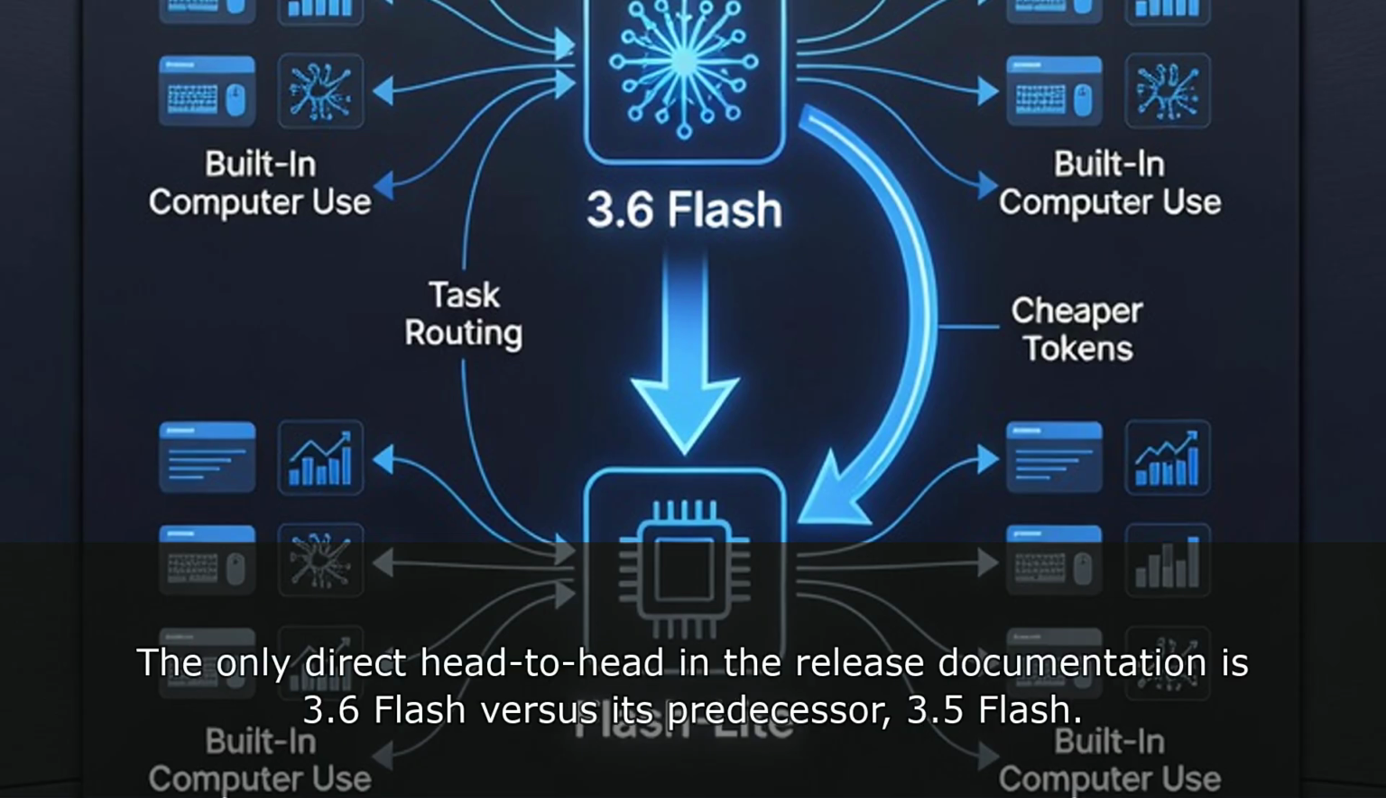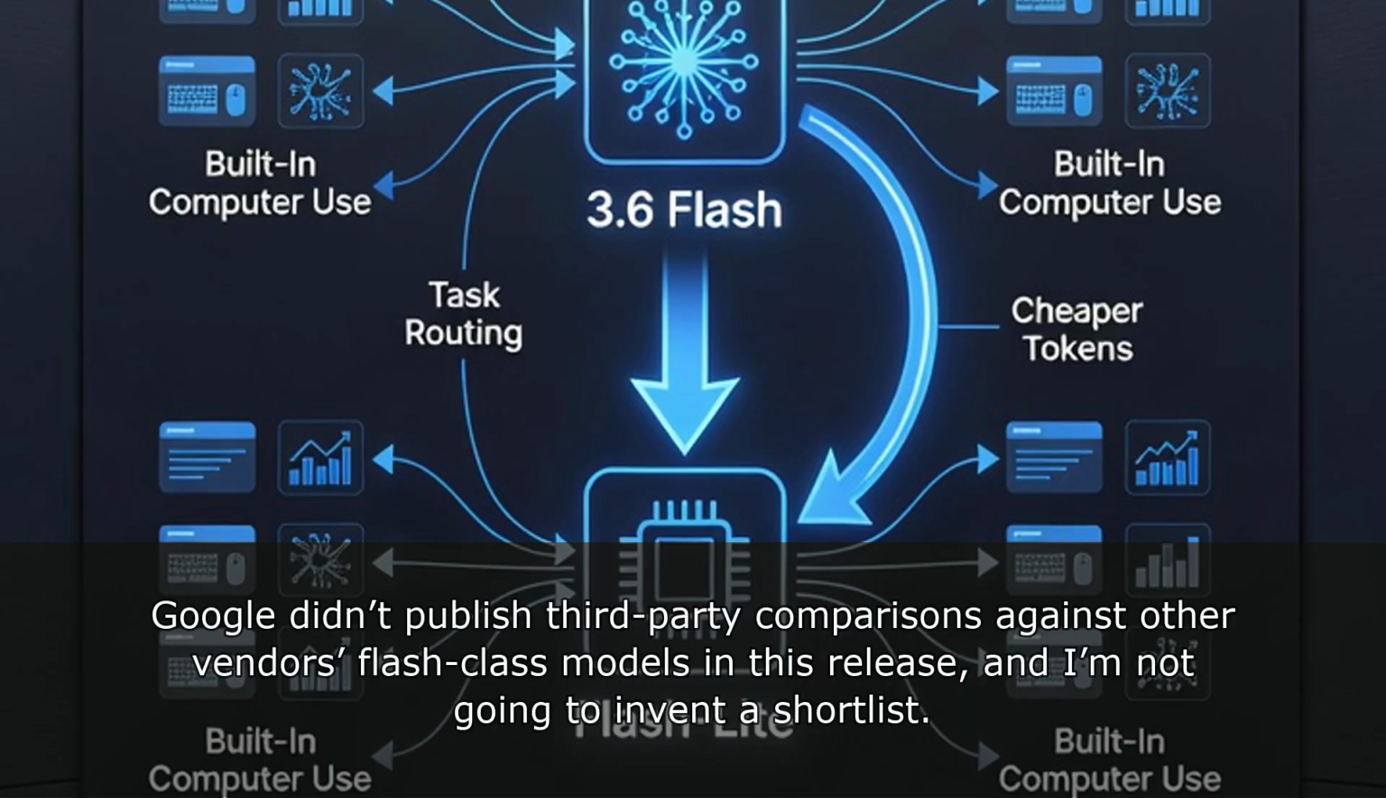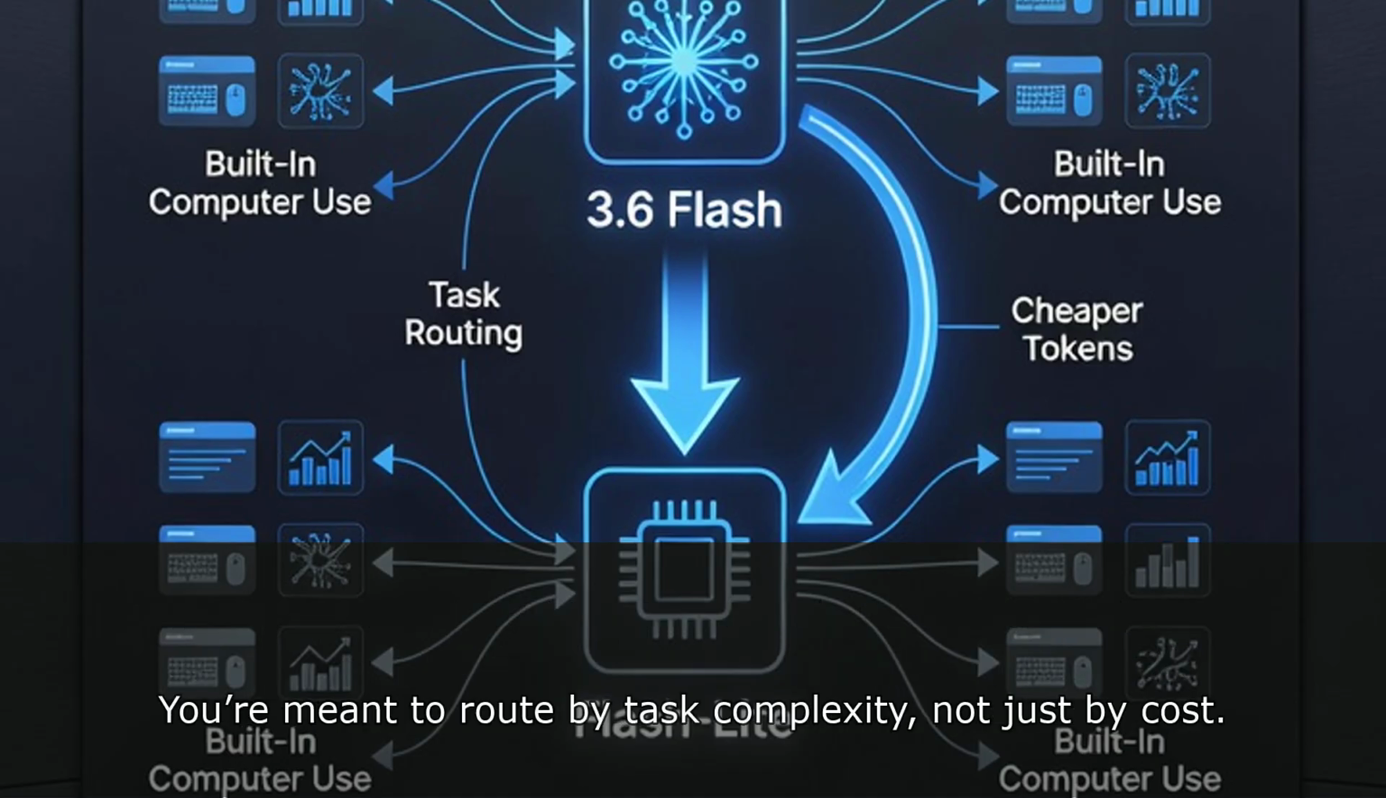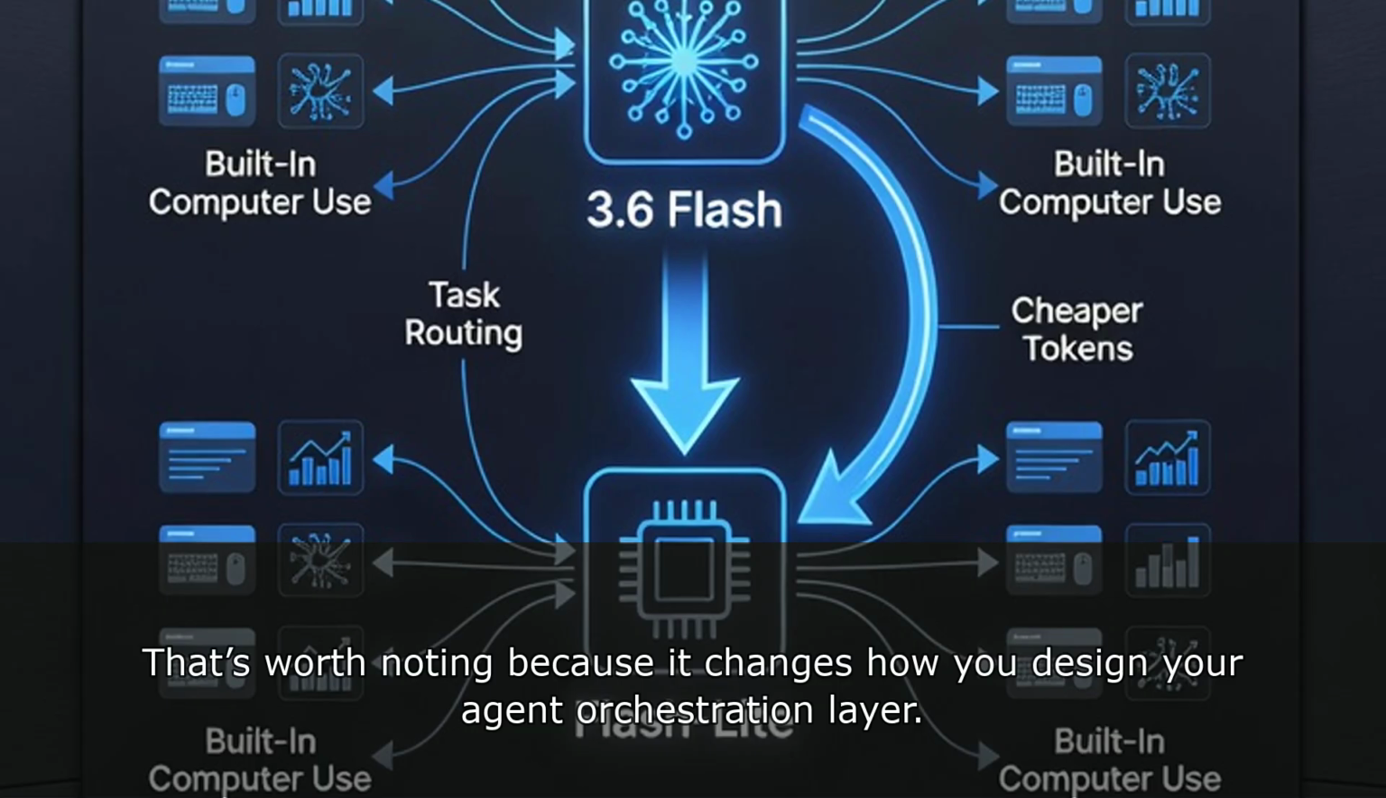The sourced competitive shortlist here is thin. The only direct head-to-head in the release documentation is 3.6 Flash versus its predecessor, 3.5 Flash. Google didn't publish third-party comparisons against other vendors' Flash class models in this release, and I'm not going to invent a shortlist.